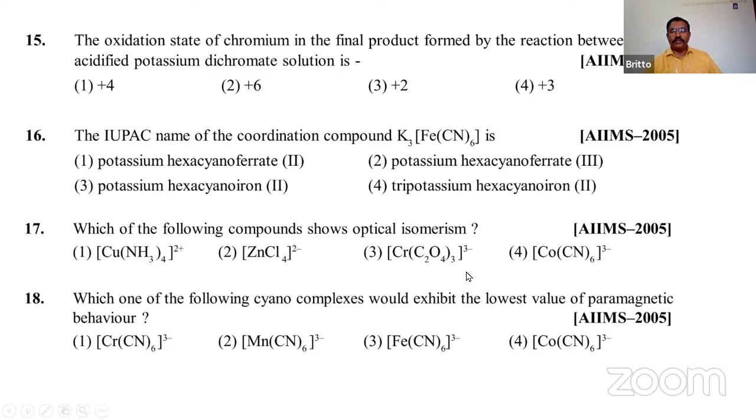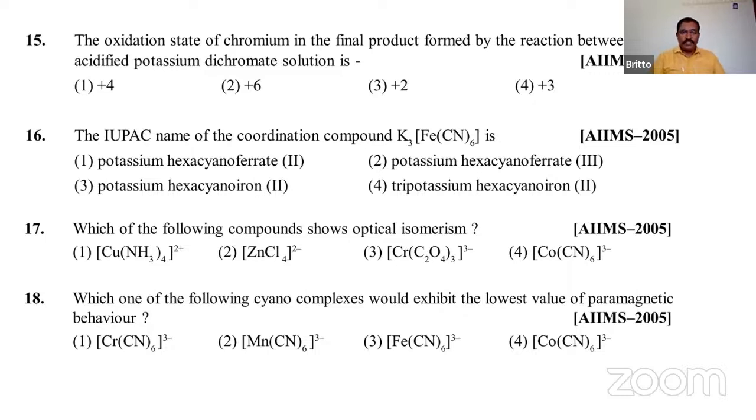But the only thing is, optical isomerism is generally formed by bidentate and polydentate ligands. Okay, oxalato is a polydentate ligand, so the option is 3. So trioxalato chromium complex will show optical isomerism.